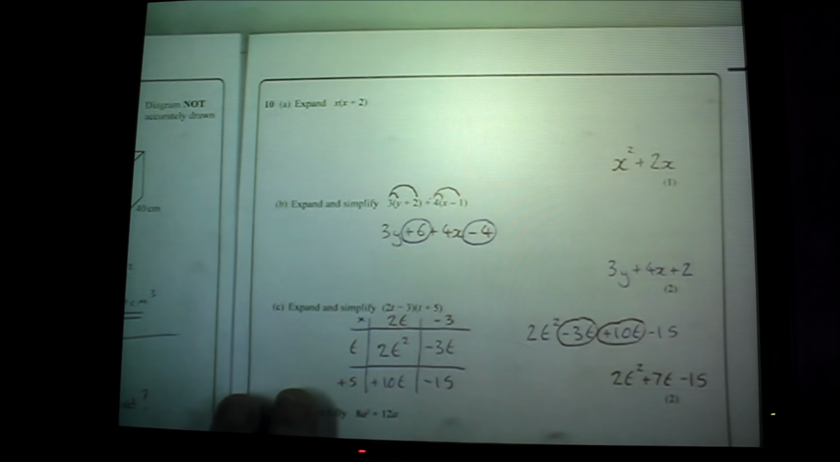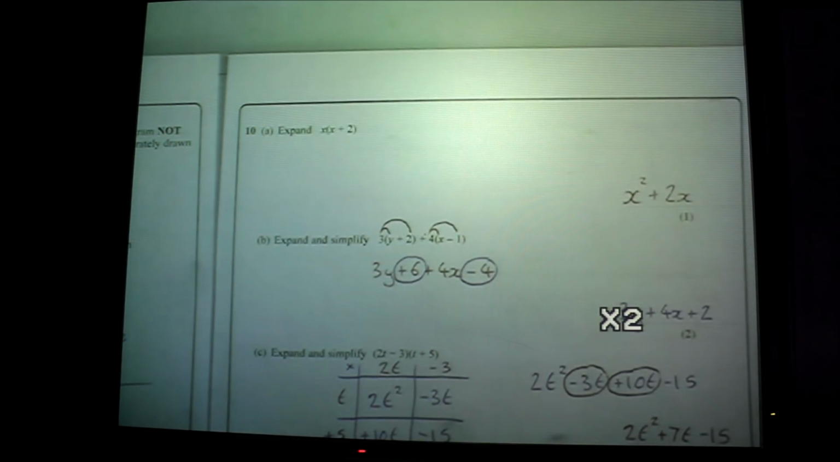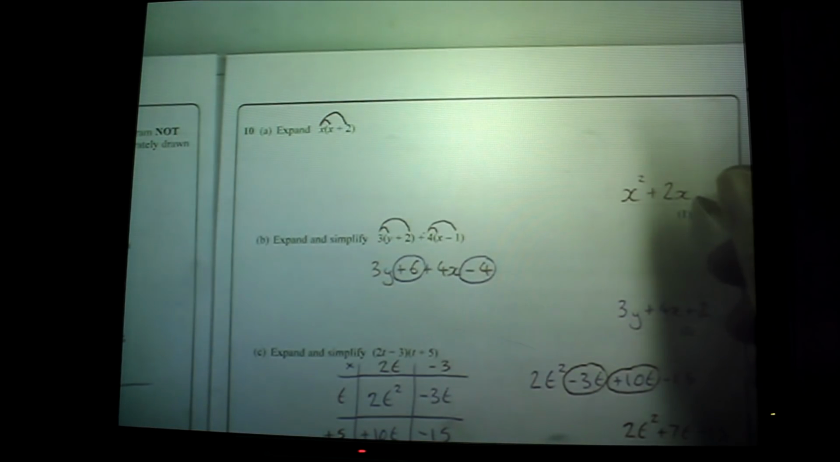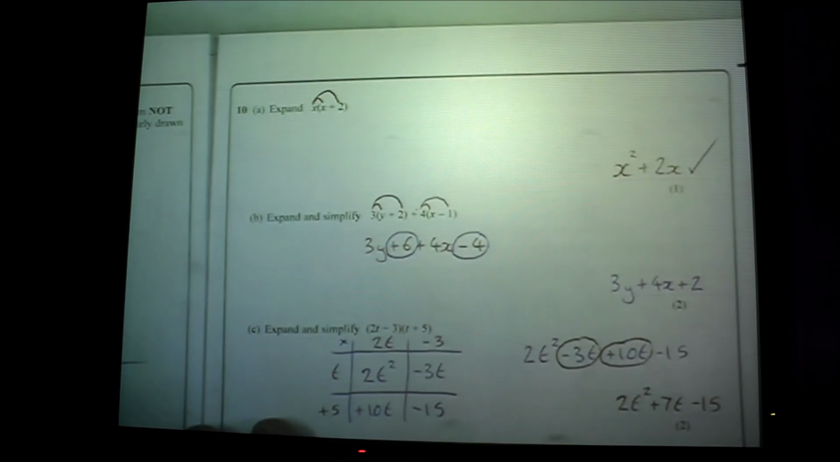I'll just zoom in so you can see this a little bit. Expand x brackets x add 2. Well, x times x is x squared. x times 2 is 2x. So x squared add 2x, 1 mark. Expand and simplify. Let's have a look.